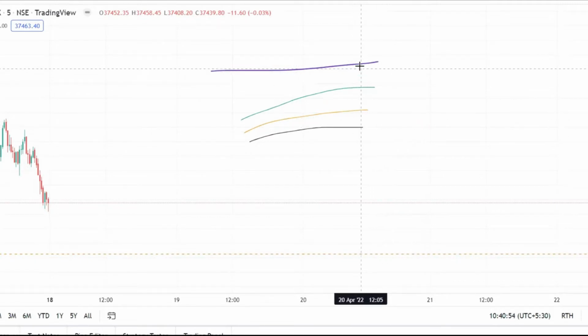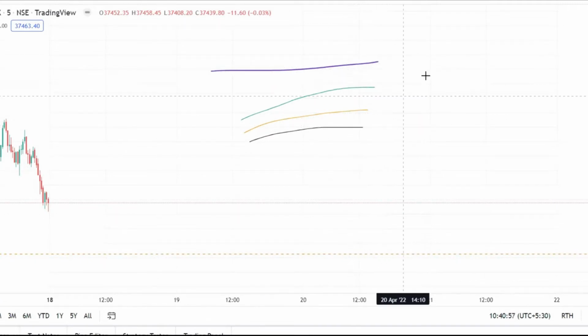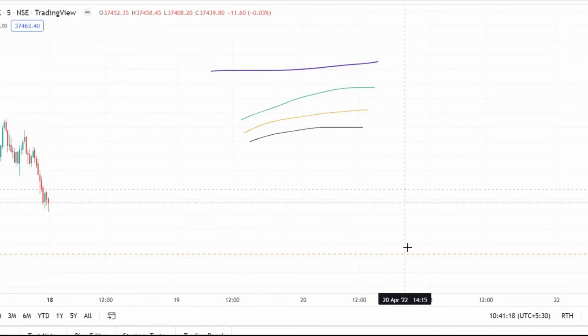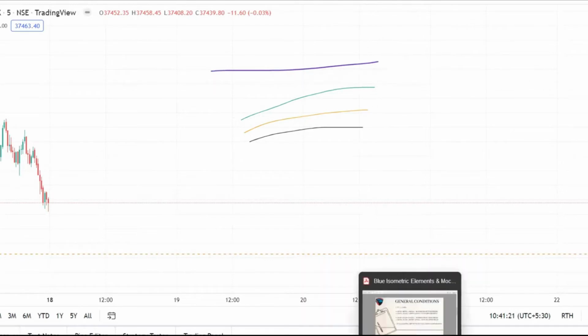So we will fix these colors so that we don't have to write or explain again and again. Green is our 10 EMA, orange is our 20 EMA, the black line is our 100 EMA, and this thick purple line is our 200 EMA. So this is the first condition.